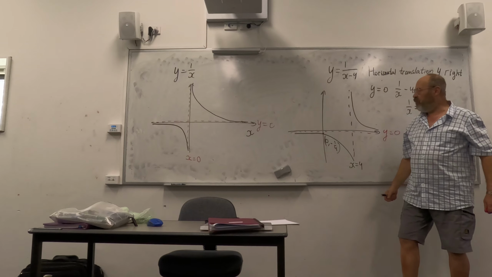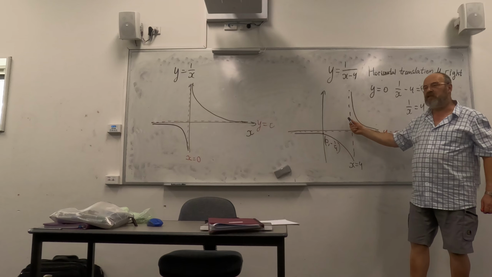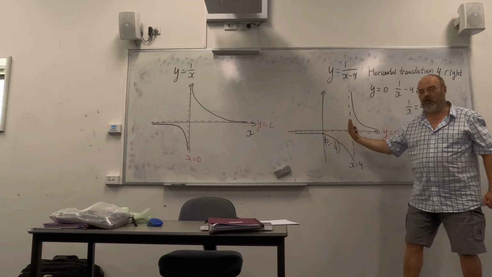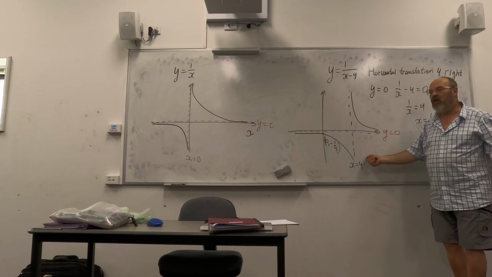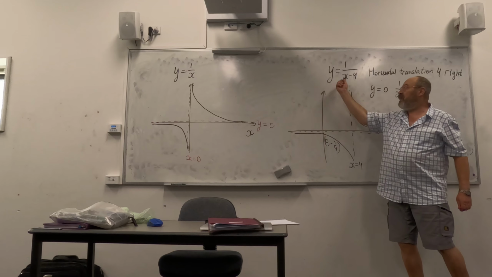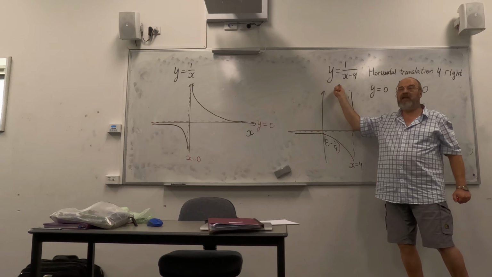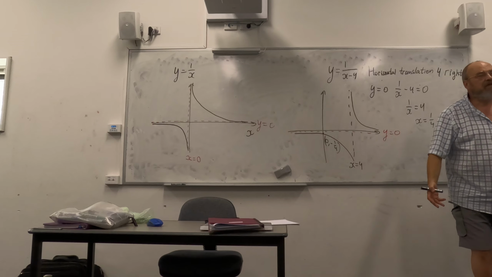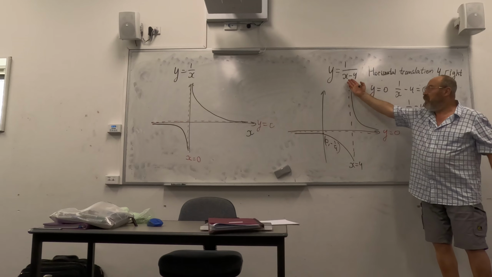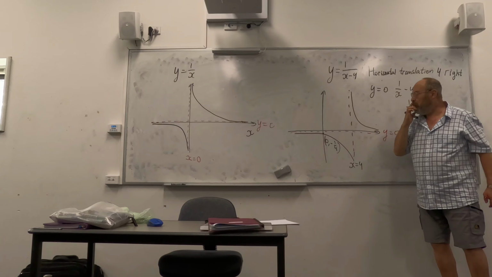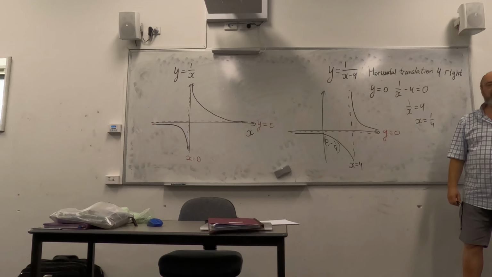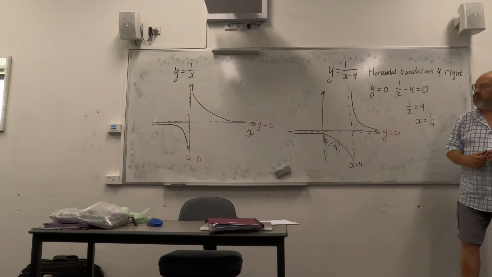We move the graph 4 to the right. The vertical asymptote was at 0, and now we move it 4 to the right, so it's x equals 4. And now we can have x equals 0, because when x equals 0 the denominator does not equal 0. The denominator is negative 4, so the y value will be negative 1/4. Make sense?